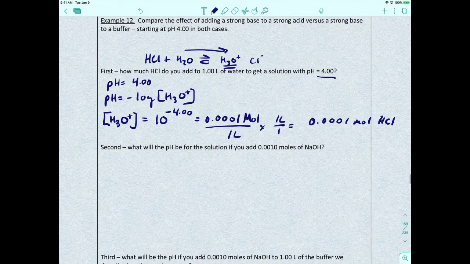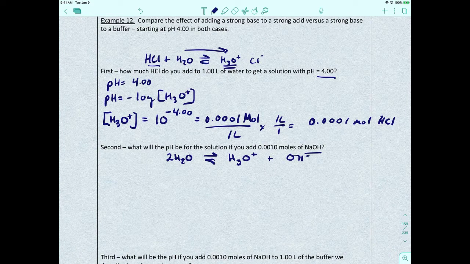Second, what will the pH be for the solution if you add 0.0010 moles of sodium hydroxide? Okay, now since you're dealing with HCl, a strong acid, and NaOH, a strong base, the equation that we're dealing with is the autoionization of water: 2H2O in equilibrium with hydronium ion plus hydroxide ion.